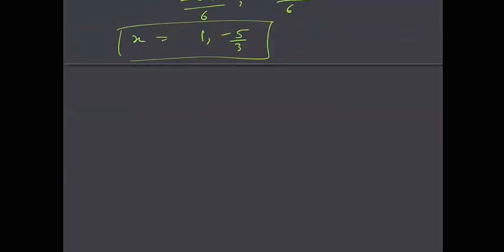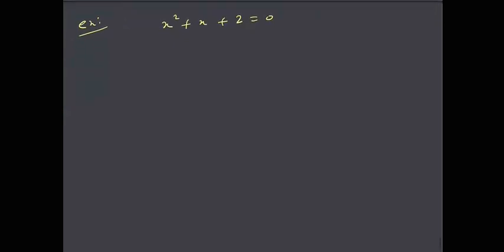Okay, let us consider one more example. Say you have x square plus x plus 2 equals 0. Carefully try to listen to this example. You can pause the video and try to solve it on your own. Fine, let us begin solving this. Listen very carefully. We'll introduce one concept here. We are going to introduce what a complex number is. So just listen very carefully.